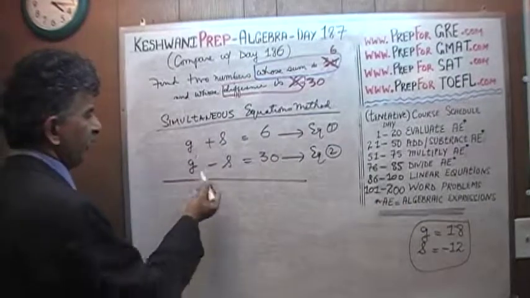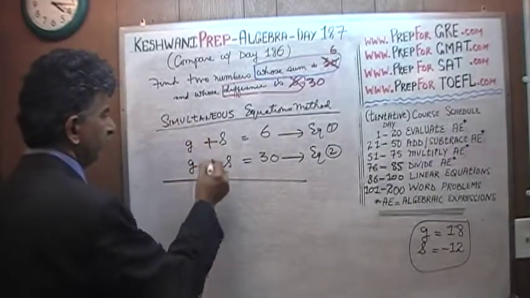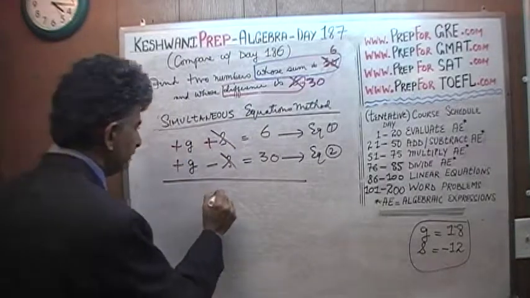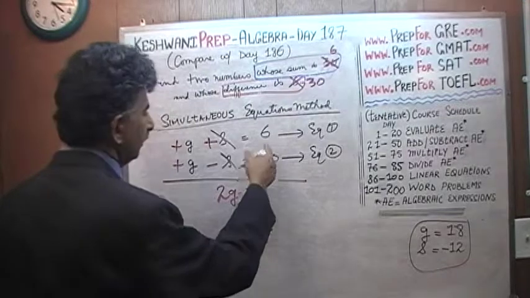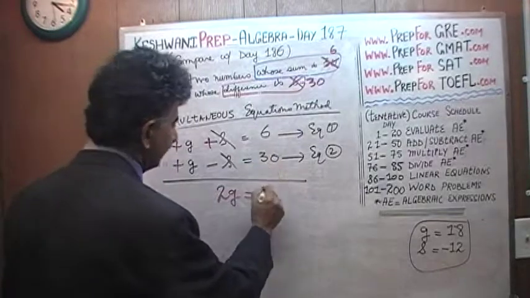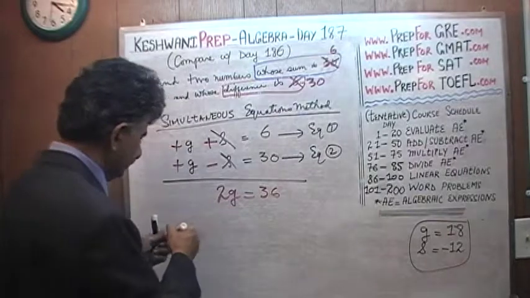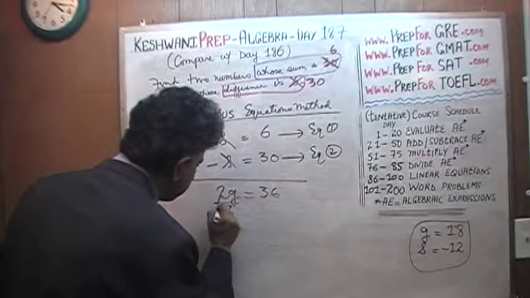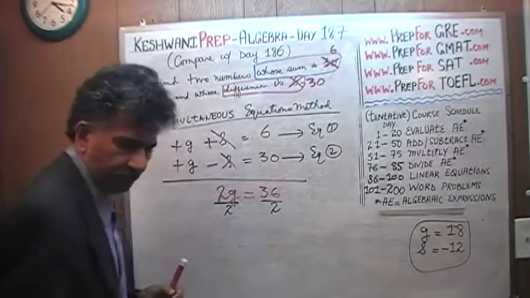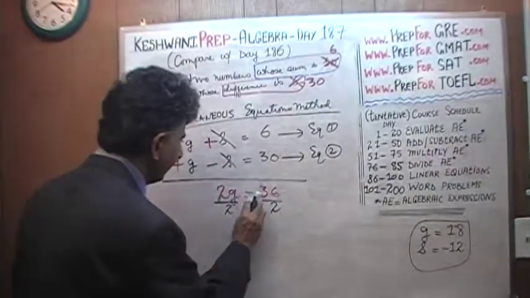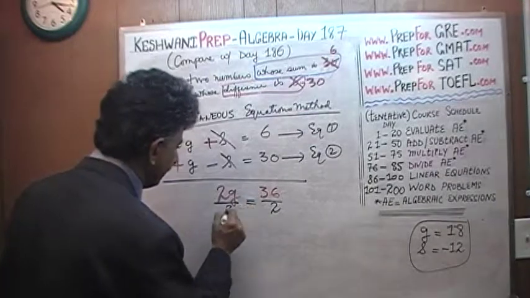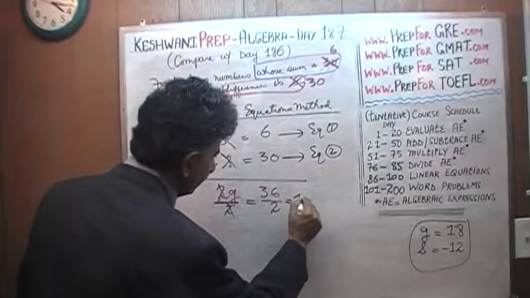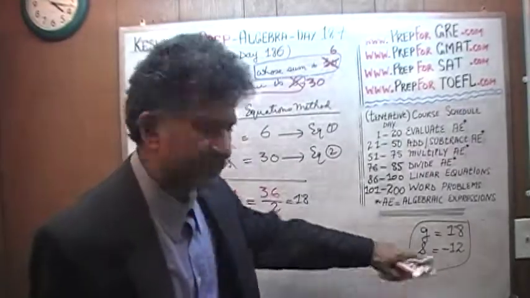So let's add up the two equations. Here we have positive s, here we have negative s, and they drop out. Plus g and plus g, we have 2g equals 6 plus 30, that is 36. Divide both sides of the equation by 2. This 2 cancels out with this 2, and g equals 36 divided by 2, which is 18, which is exactly what we found here. g equals 18.